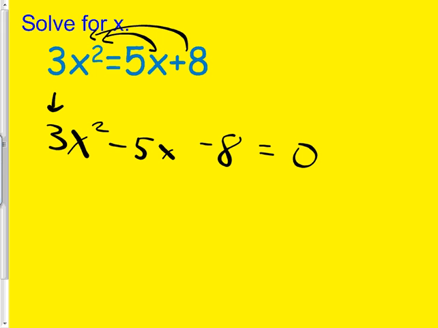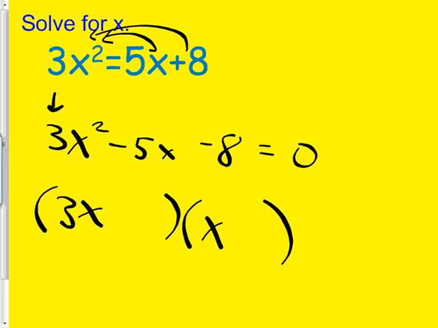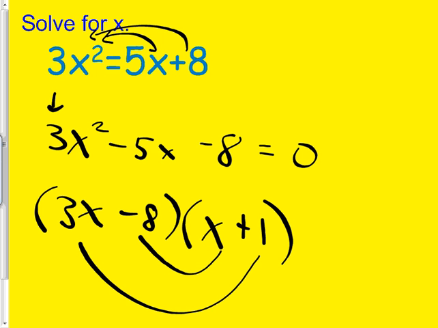Has anybody already figured out the factors for it? Let's save us some time. Yes, sir? I know it's 3x and x, right? Plus 1 and minus 8. And you just do it by guess and check? Minus 8 and plus 1. Okay, now I can double check it. So I'm going to do outside and inside and make sure that equals this. The outside's 3x, the inside's negative 8x. Put them together, I get negative 5x. You did it. Good job.